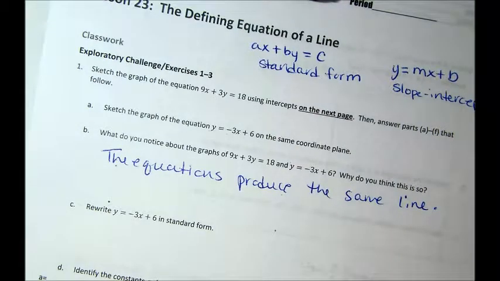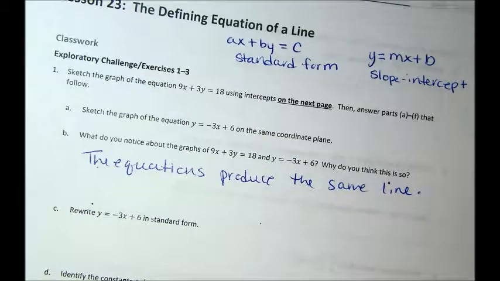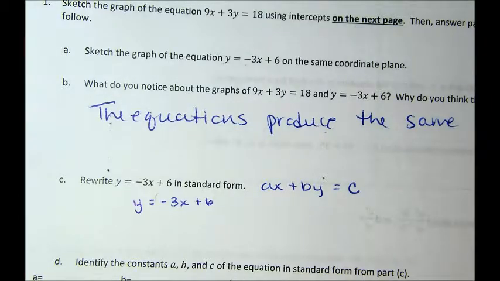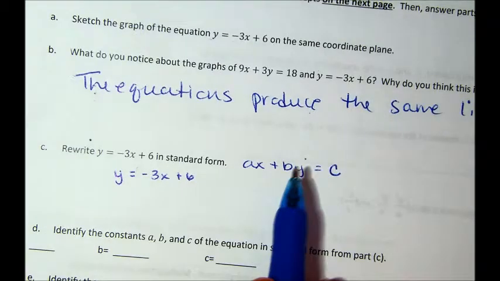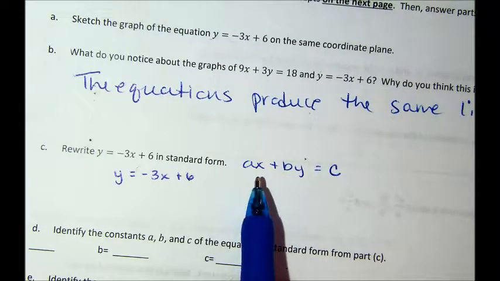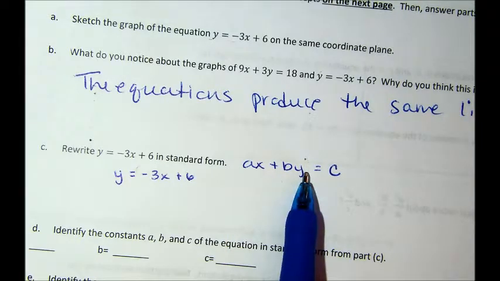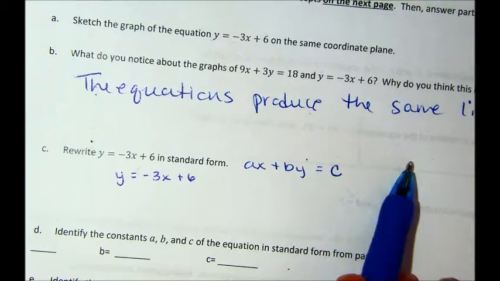And I can verify that the equations produce the same lines because they go through the same points. And remember from lessons 18 and 19, there's only one line that goes through two of the same given points. So I want to rewrite y equals negative 3x plus 6 in standard form. Remember, standard form has our ax plus by on the left and our constant c on the right.